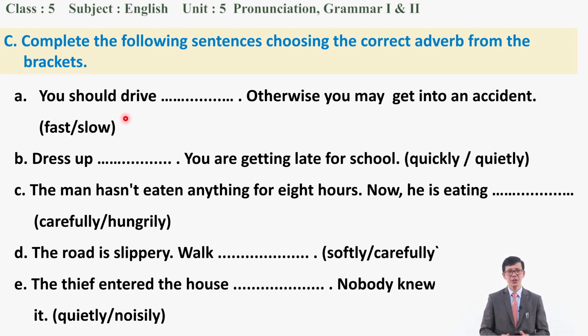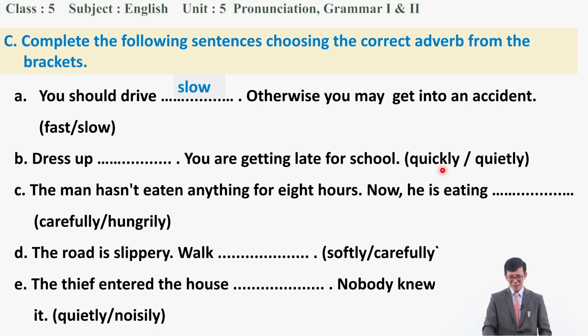My dear students, now you are pretty clear. Which adverb is suitable here in sentence A? Very good. You should drive slow, right? You should drive slow. Otherwise, you may get into an accident. So this is the suitable adverb for sentence A. Let's look at sentence B. Dress up, okay? Dress up quickly or quietly, okay? You are getting late for school. See here, okay? If you are getting late for school, then dress up quickly or quietly.